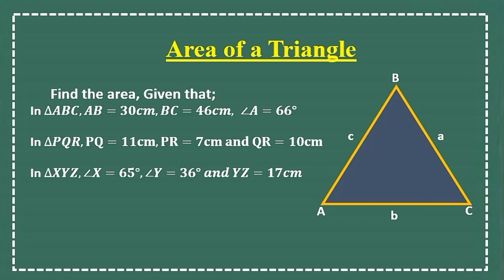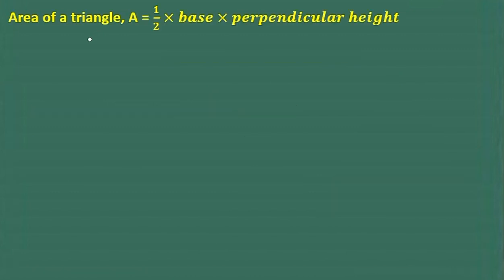In this lesson, we are going to look at the area of a triangle. The area of a triangle, A, is given by the expression 1/2 times the base times the perpendicular height of a triangle. Now this formula is suitable when we know the base and the perpendicular height of a given triangle. It's also suitable for a right angle triangle.